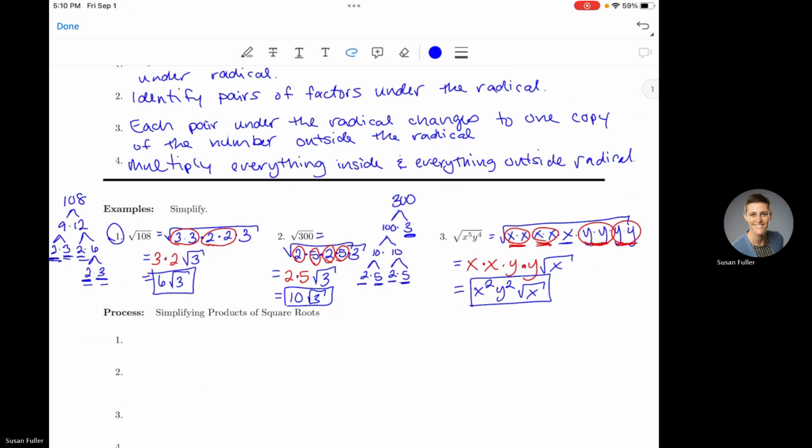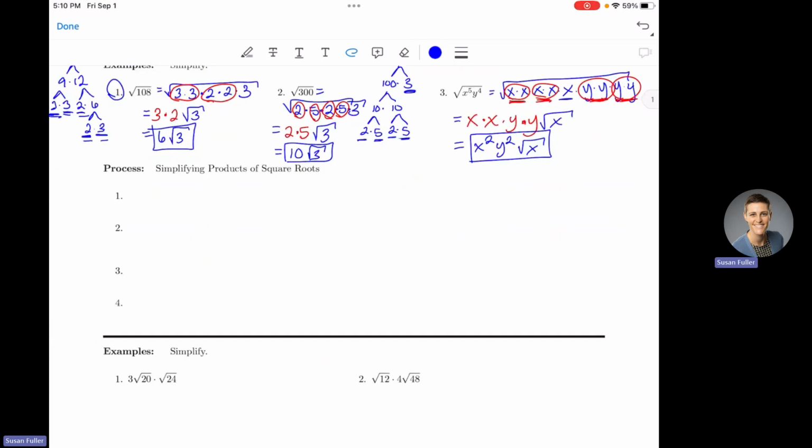Cool. And then when you're simplifying products of square roots, when you have square roots times square roots, the first thing that I want you to do is simplify the given roots first. I don't want you to go guns blazing and start combining everything because your numbers get bigger and they get harder to work with. I want you to start by simplifying first.